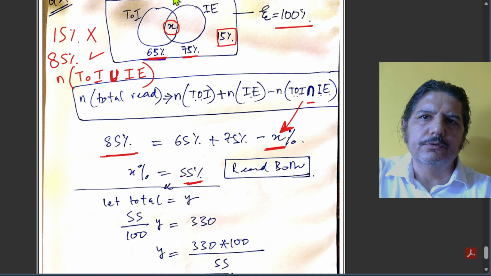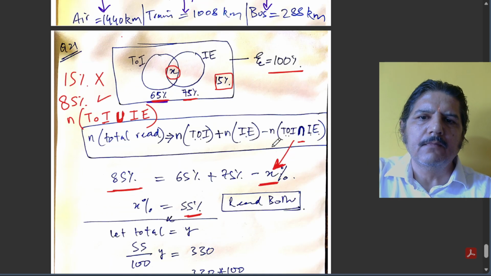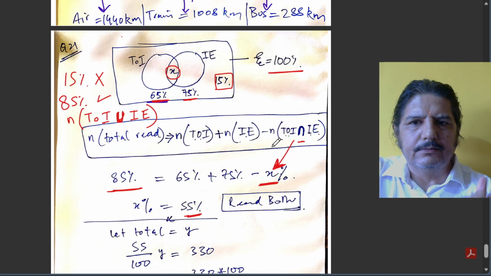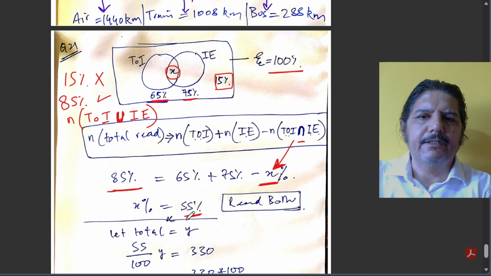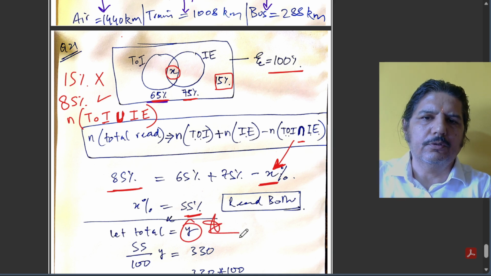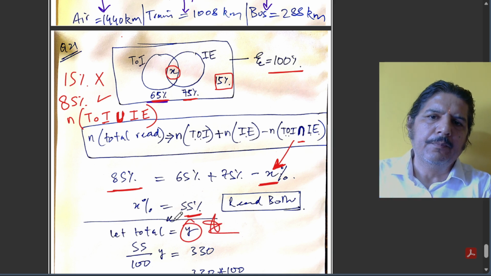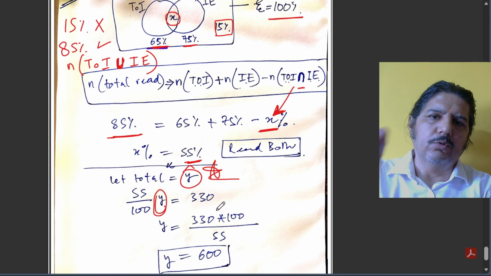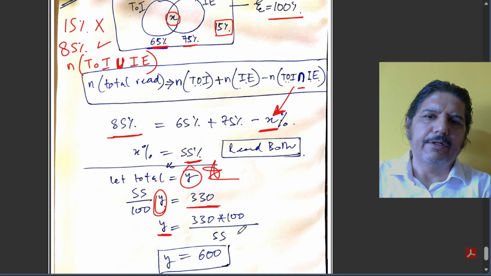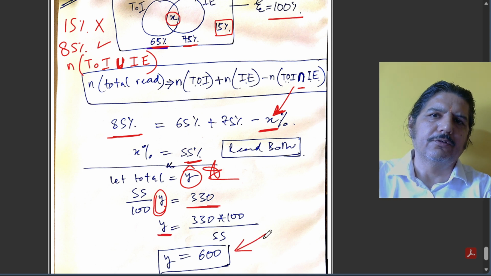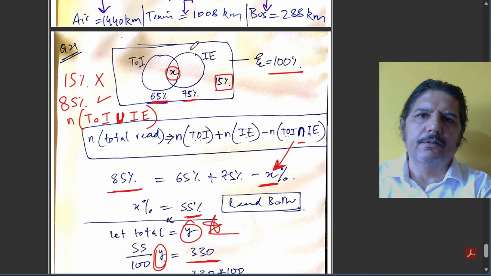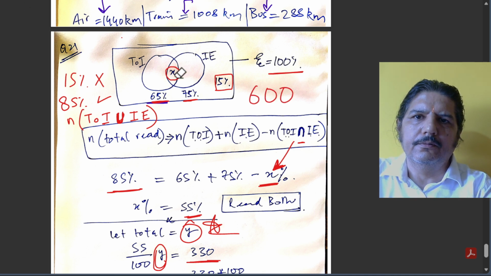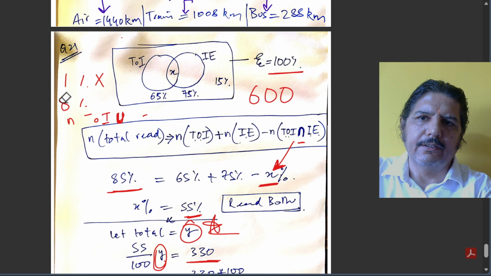Now what I do is I assume that the total number of people who are staying here is Y. Total number of people who are staying is Y. So 55% of Y, that is the total, is equal to 330. And therefore I calculate the value of Y, and Y is 600. So out of a total of 600 people, now let's look at the question again.